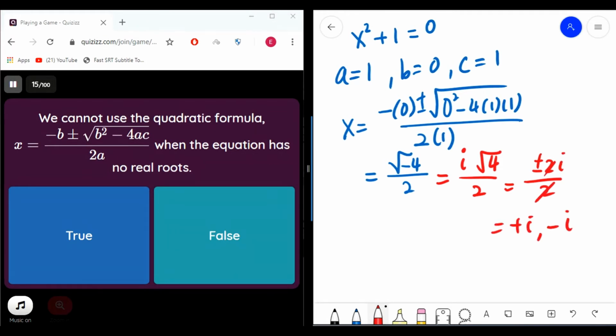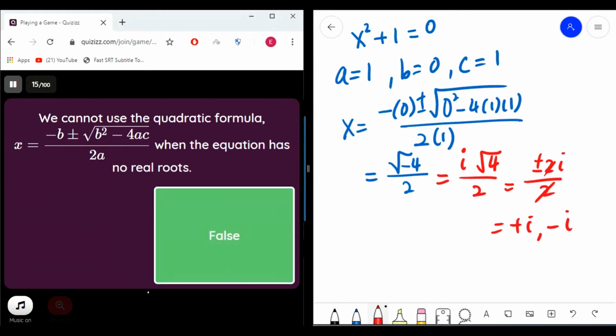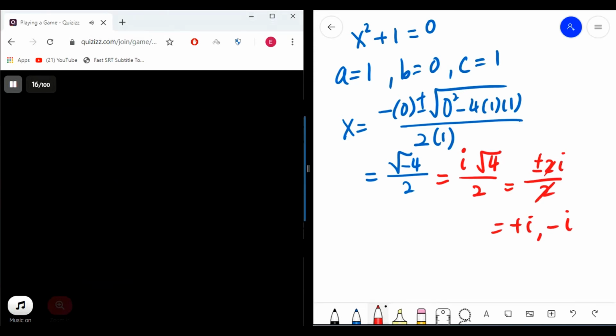By the way, this i is not in the old syllabus, but they added it in the new syllabus, okay? You guys can check out the textbook. Alright, so positive i and negative i are still the solutions for this quadratic equation. It's just that they are not real numbers, okay? So the statement is false. We can still use the formula no matter what.